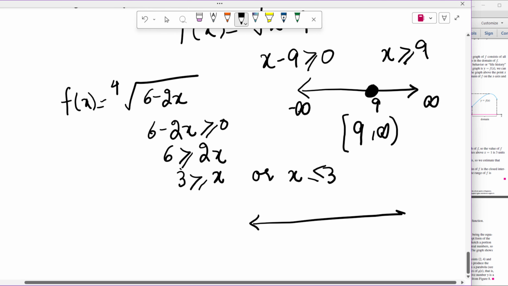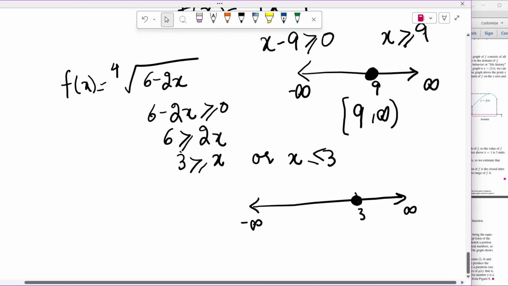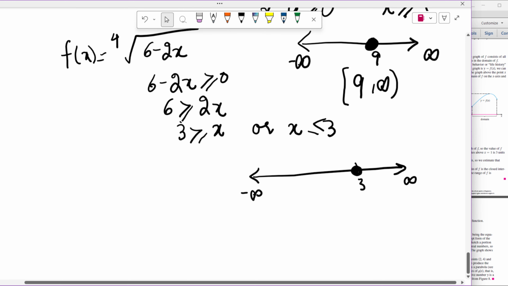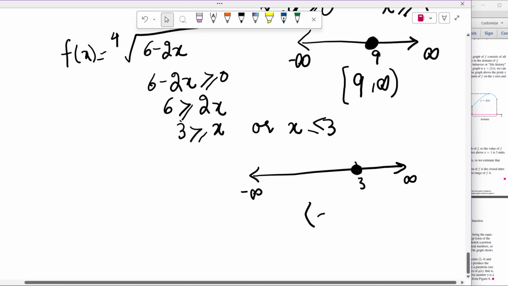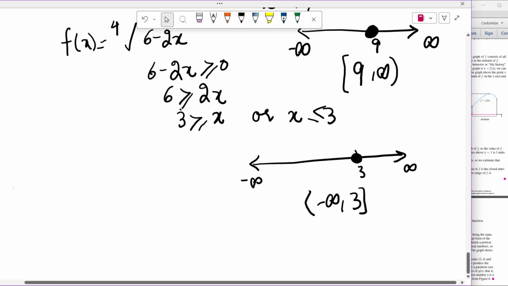Draw it on the number line. Here is the number 3, with minus infinity and plus infinity again. 3 is included, so I have used the filled circle. By definition, I can write minus infinity up to 3, and because 3 is included, we use the square bracket.